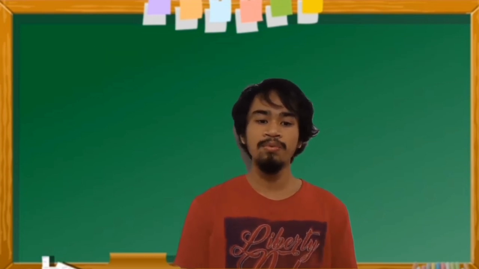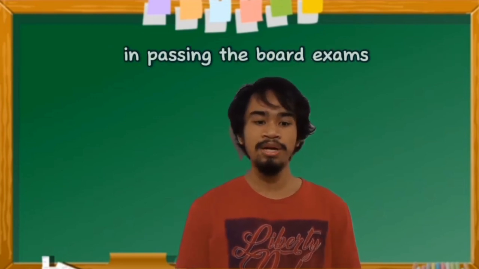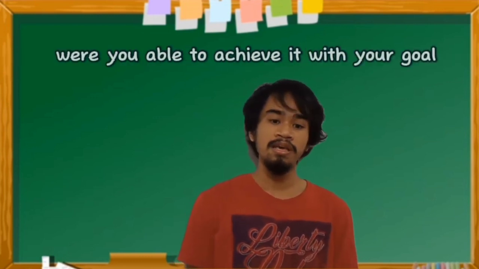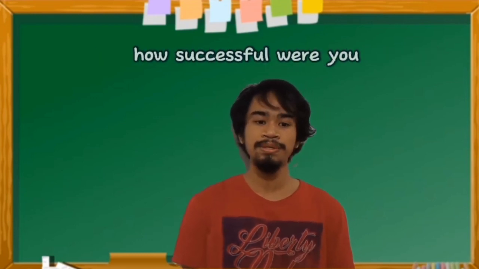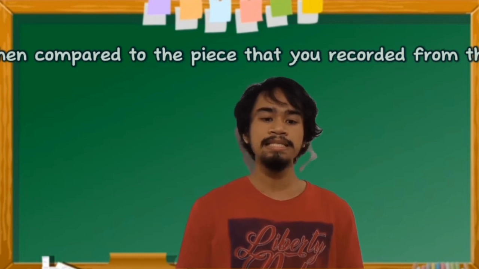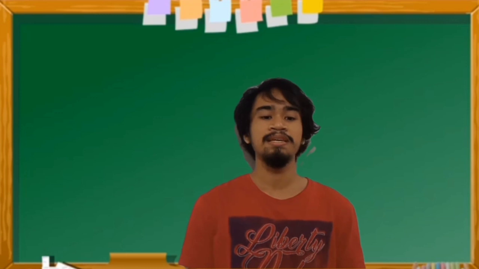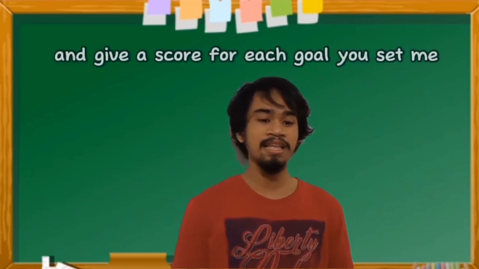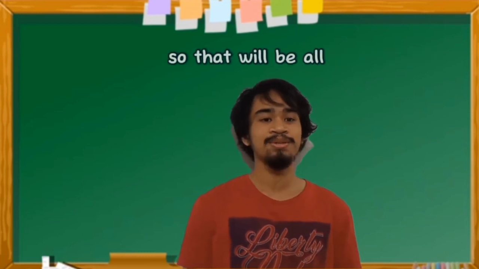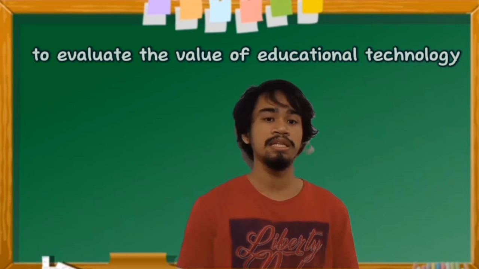If your goal was to increase the number of students from your school passing the board exams, were you able to achieve it? If your goal involved changing behaviors, how successful were you when compared to the baseline you recorded before the implementation of the technology? So that is what using rubrics and giving a score for each goal you set means. That will be all for the steps to evaluate the value of educational technology.